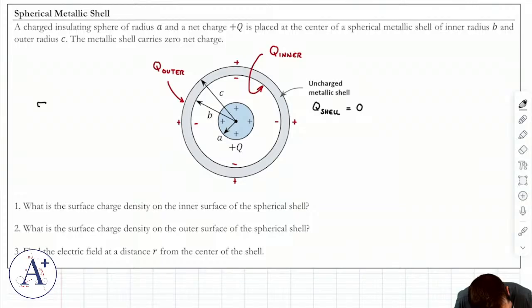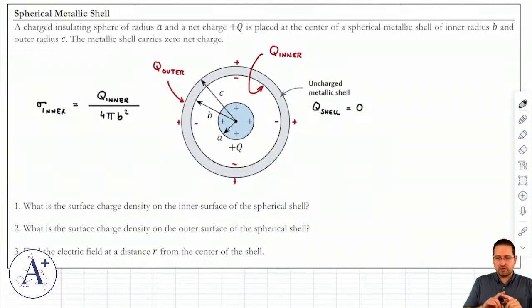You're like, okay, well, I want you to tell me sigma inner. That's fine. Sigma inner is charge per area. So it's the charge Q inner, which I'm going to have to find anyway, divided by the surface area of the inner surface of the spherical shell. That's going to be 4 pi b squared. Okay, the surface area of a sphere is 4 pi r squared. The inner surface has a radius b. So that's sigma inner.